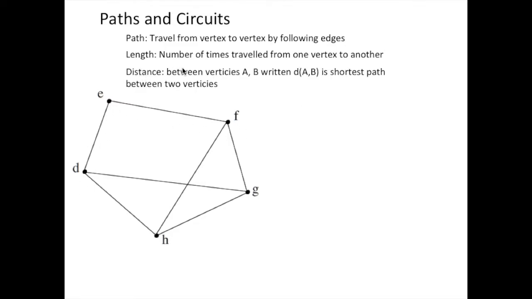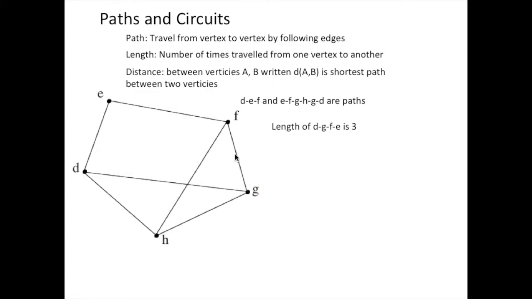The distance between vertices A and B, written d(A, B), is the shortest path between the two vertices. D-E-F, that's D to E to F, is a path. And E to F to G to H to G again, back to D, that's another path. These are paths. The length of D-G-F-E, that's D to G, that's 1.